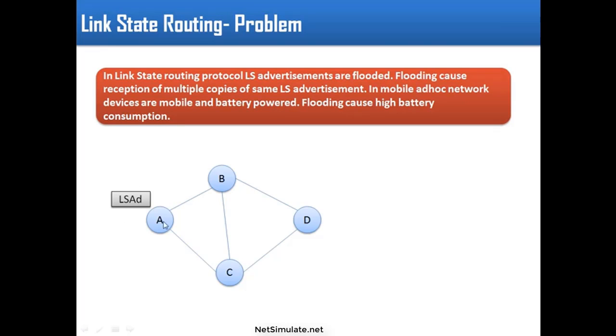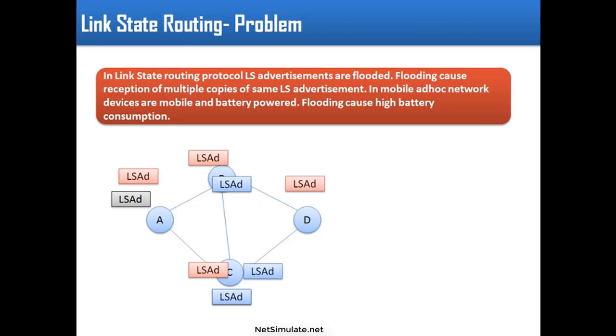So say we are having four nodes A, B, C and D. A is sending its LS advertisement. So when B receives this packet, B also broadcasts this one. So if you can see, A is already having this packet, C also received this packet already. Now C is receiving one more copy of this packet, and when C also broadcasts this packet, every node is receiving multiple copies of the same packet.